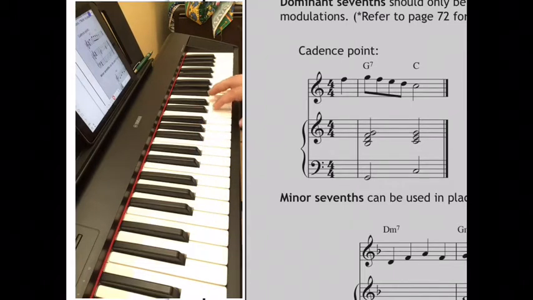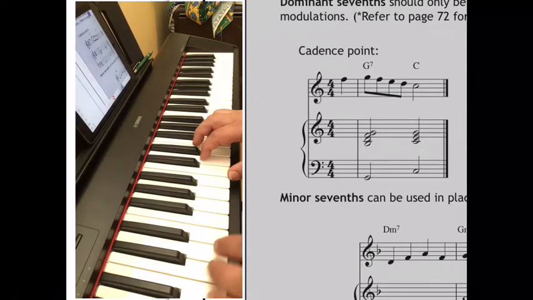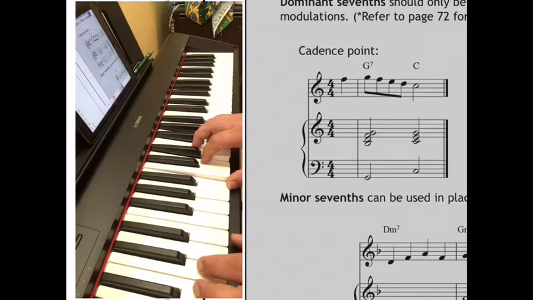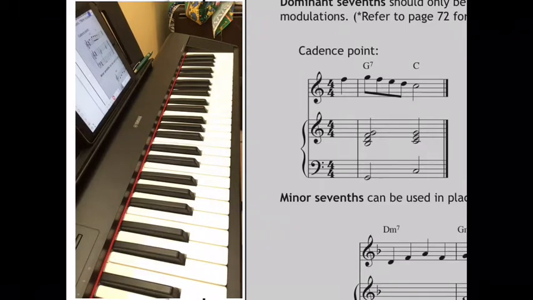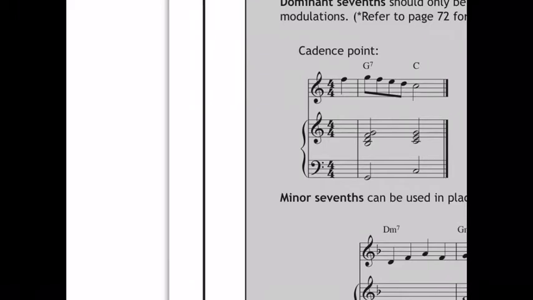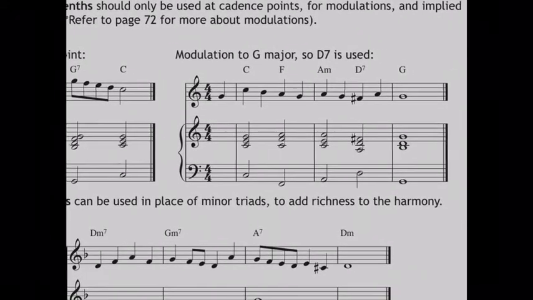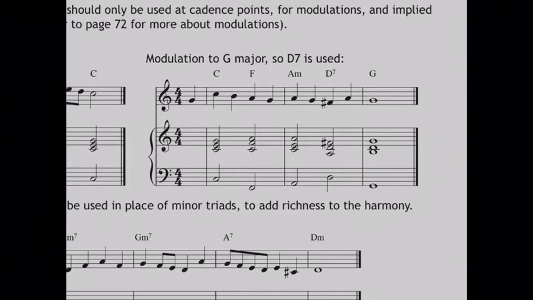Your ears really want to move to that C chord to find that resolution. So that's the first opportunity in which you would want to use the dominant seventh chord. Okay, moving on to the other example here, a modulation to G major.